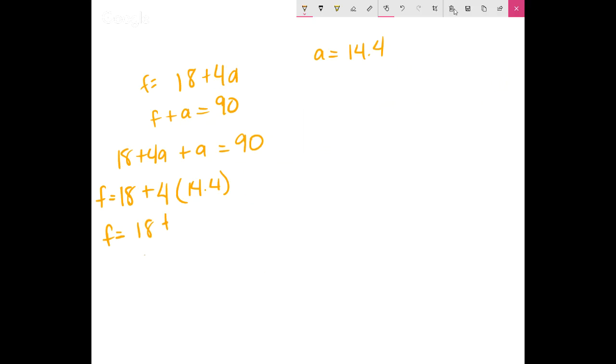18 plus 4 times 14.4 is 57.6. And add that to 18, 75.6. That is the measure in degrees for the first angle. How did that feel to you, Asia? Did that make sense? Was that helpful? I hope so.